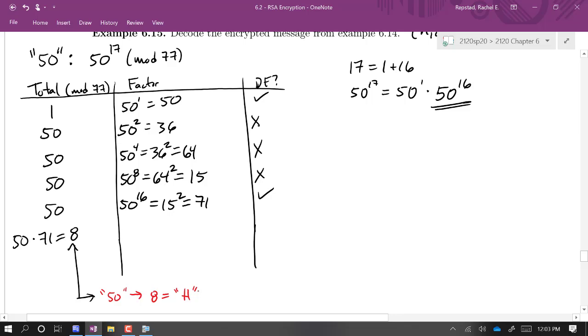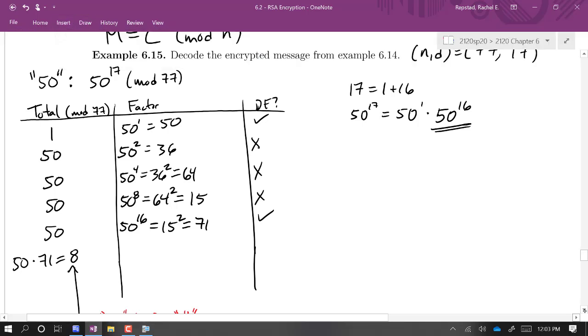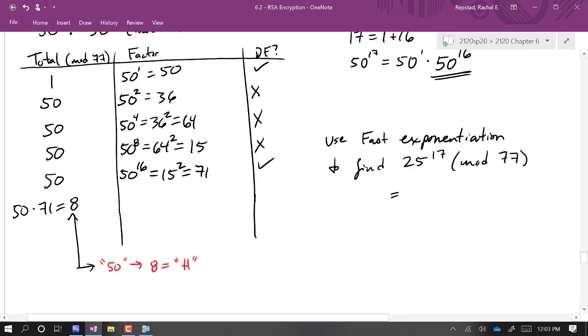I'm going to let you do the decryption for the letter I on your own time, but you should find that when you take the number 25 and you go through this process, you should find that, to the 17th mod 77, you get 9 when you do that.